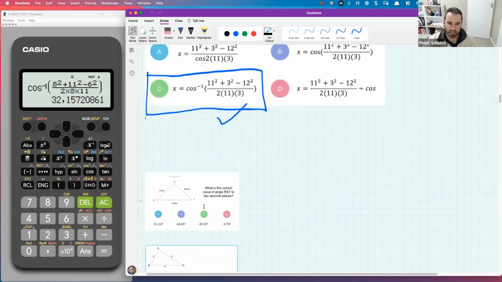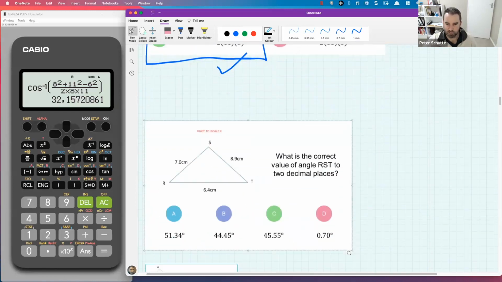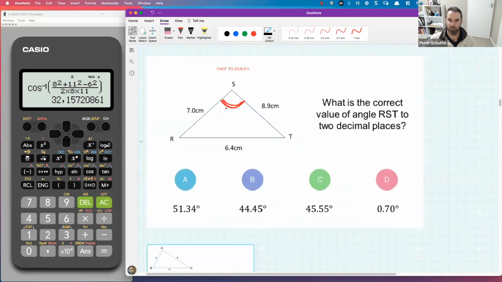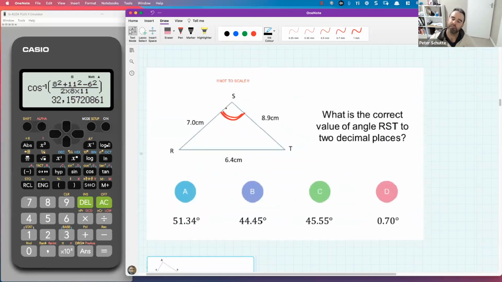Cool. Let's do one with fractions because we know that sometimes fractions can mess things up a little bit. So can you find me the value of the angle RST? So RST, that's this angle here. Find me the value of, which one do you think is correct? How are we doing there?